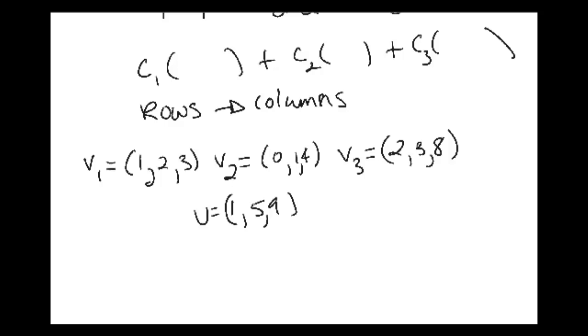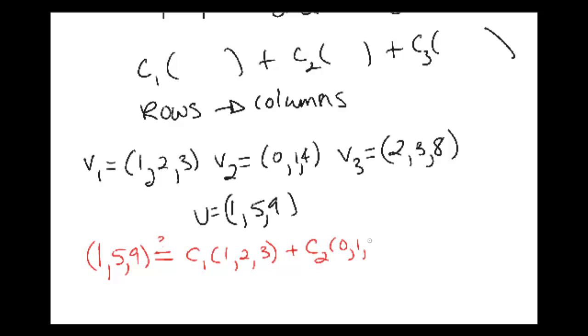Okay. So what do we do? Well, we want to know if 1, 5, 9 is going to equal C1 times 1, 2, 3 plus C2 times 0, 1, 4 plus C3 times 2, 3, 8. And then after you do that, you're going to end up distributing your constants through, and after you distribute through, you're going to end up grouping them through addition.